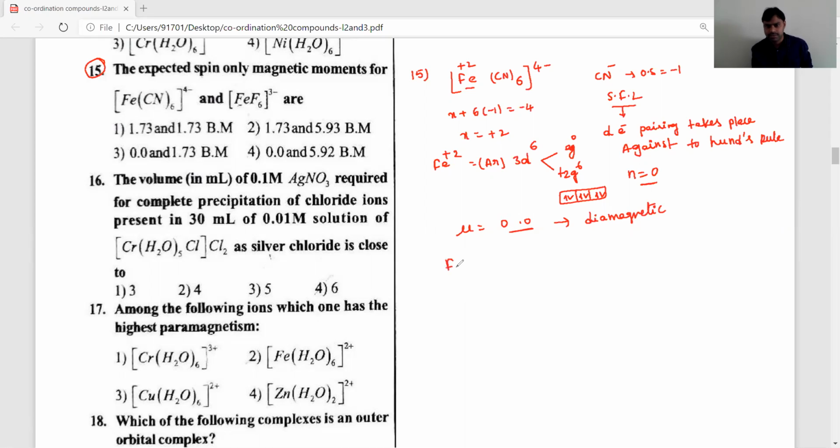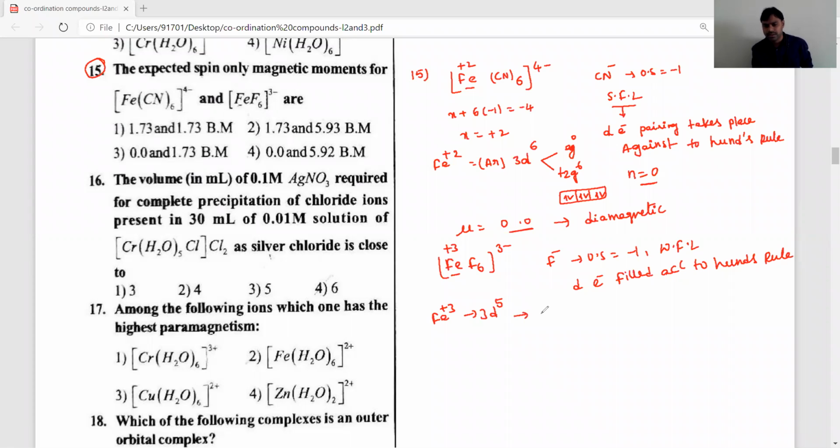Now another iron complex, FeF6 3 minus. So the fluoride ion's oxidation state is -1 and it is a weak field ligand. The d electrons are filled according to Hund's rule. So the iron is in +3 oxidation state. Fe +3 electronic configuration is 3d5.